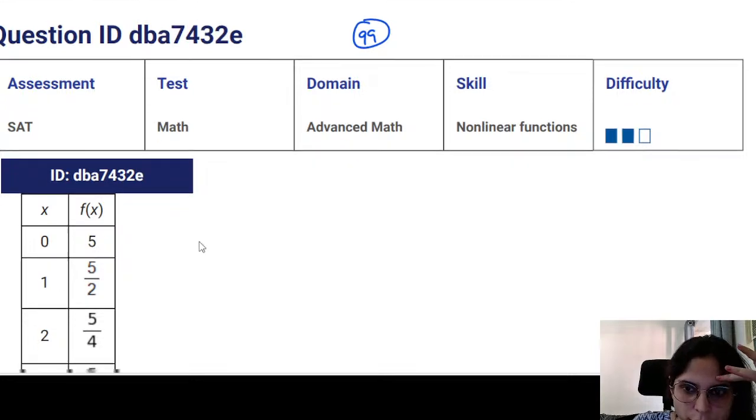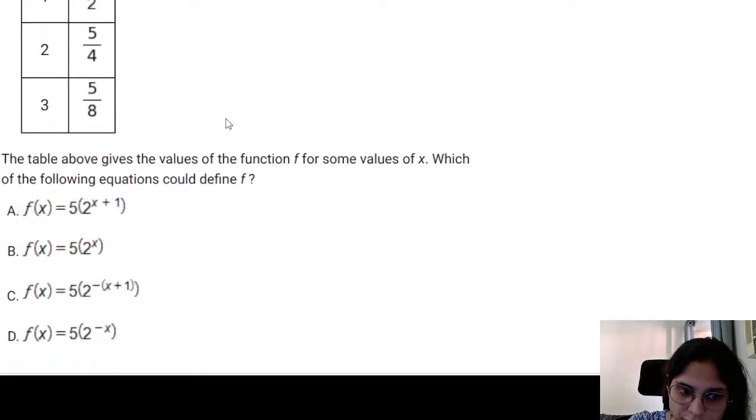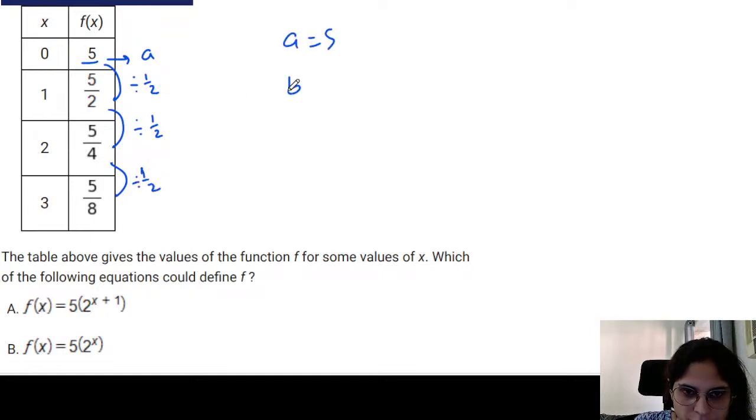Okay, the table is given to you. Which of the following equations could define f? So 5 is your initial value, so this is going to be A. So there has to be 5, and there is 5 everywhere. And now if you see, you're dividing with half. Every single value you're dividing with 1/2. That means A is 5, B is 1/2. So your equation is going to be 5 times 1/2 to the power x.